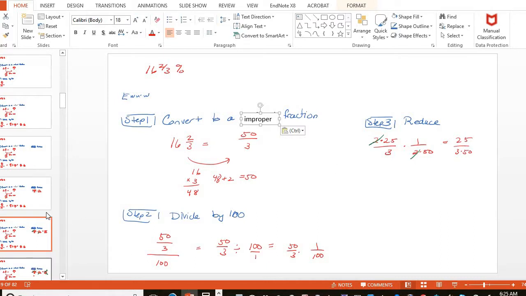I'm not done. I still have some factors. 25 goes into 25 once, and 25 goes into 50 2 times. So I divide 25 by 25, that leaves me 1. I divide 50 by 25, that leaves me 2. And now my fraction looks like 1/6. So 16 and 2/3 percent is really the fraction 1/6.